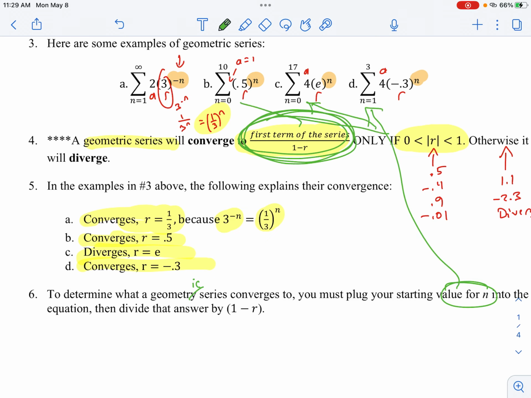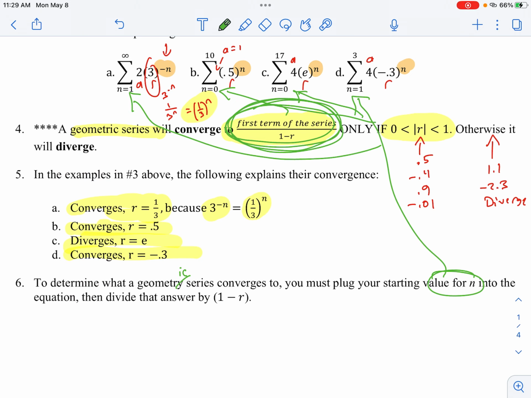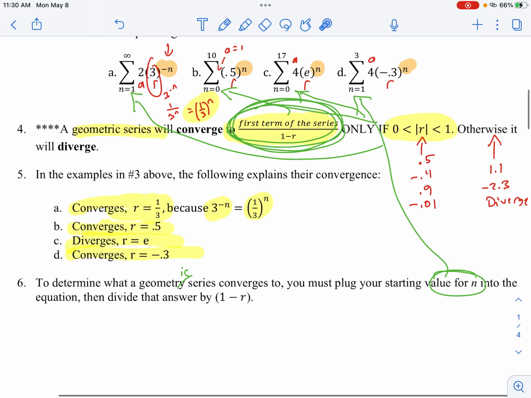Letter D, n equals 1. Letter C, n equals 0. Letter B, n equals 0. A, n equals 1. And you plug that starting value into n and simplify that, and that will give you your starting value for the sequence. And that goes on the top of this fraction, the first term, divided by 1 minus r.